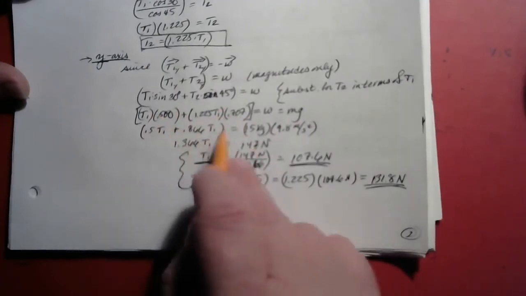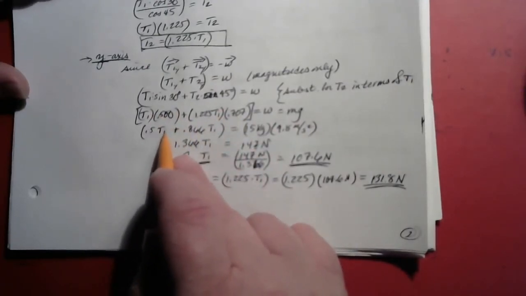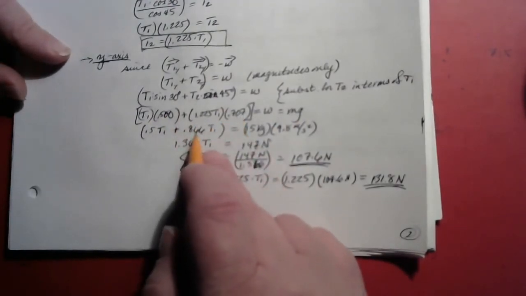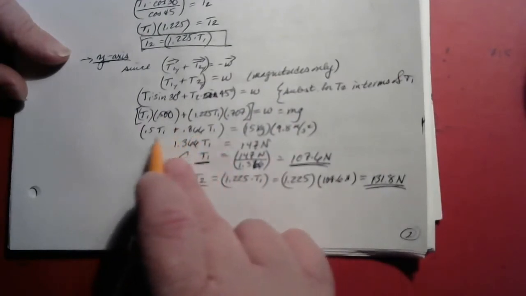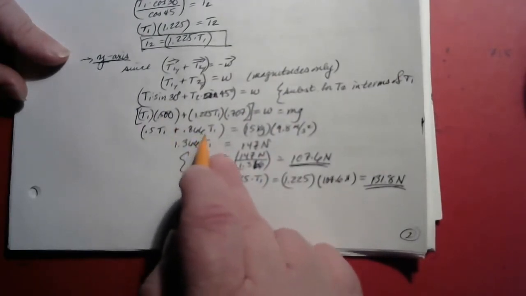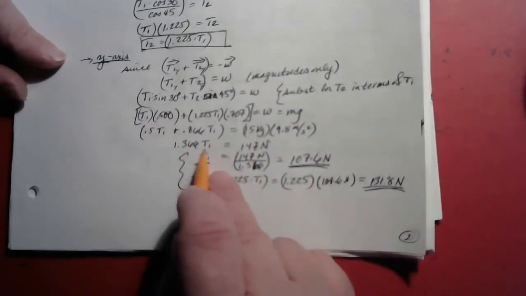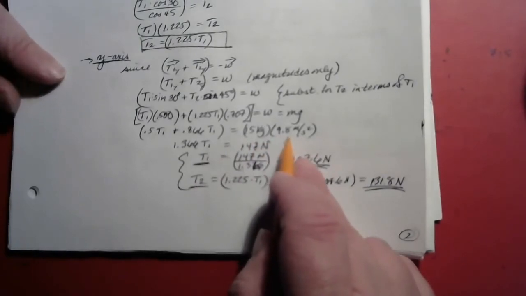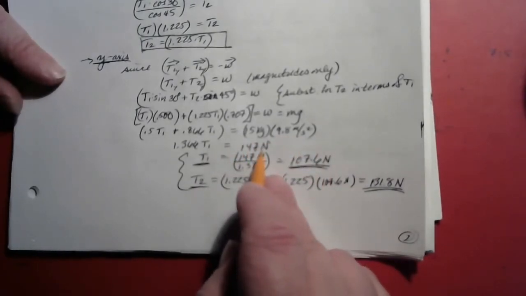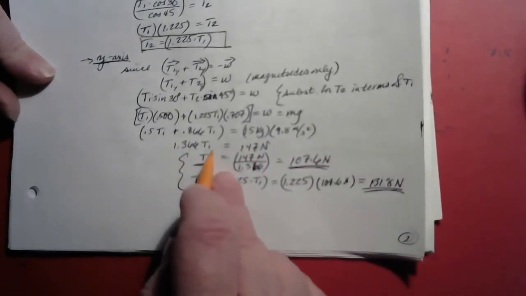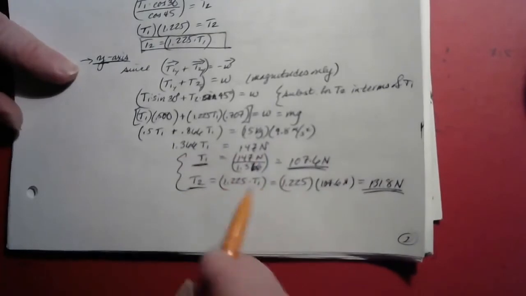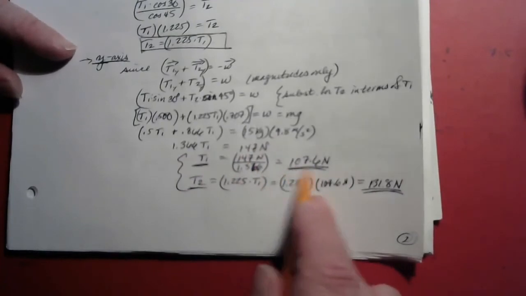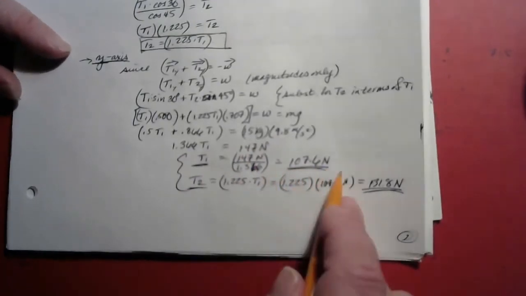Okay, working this out and simplifying it a little bit, we get 0.5 T1 plus 1.225 times 0.707, which is 0.866. So that's 0.5 T1 plus 0.866 T1, which is 1.366 T1, is equal to 15 kilograms times 9.8 meters per second squared. That's 147 newtons. So 1.366 T1 equals 147 newtons. T1 would then be 147 newtons divided by 1.366. That's 107.6 newtons for T1.